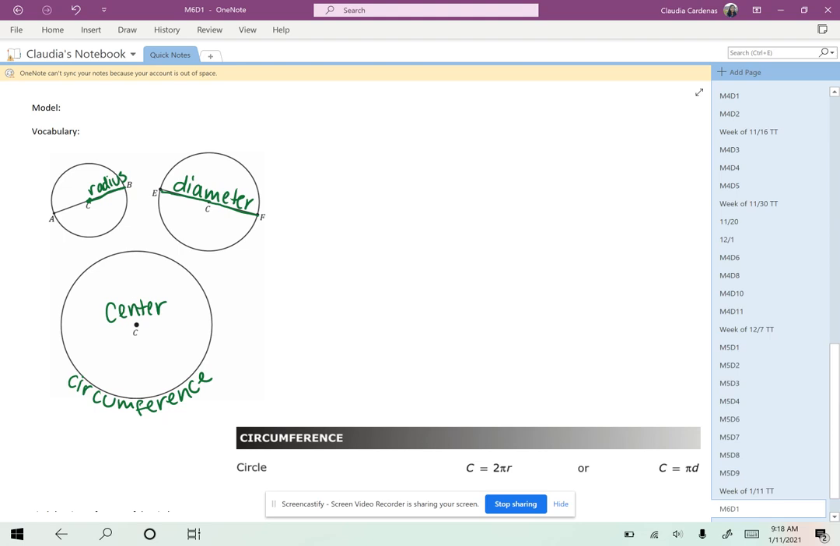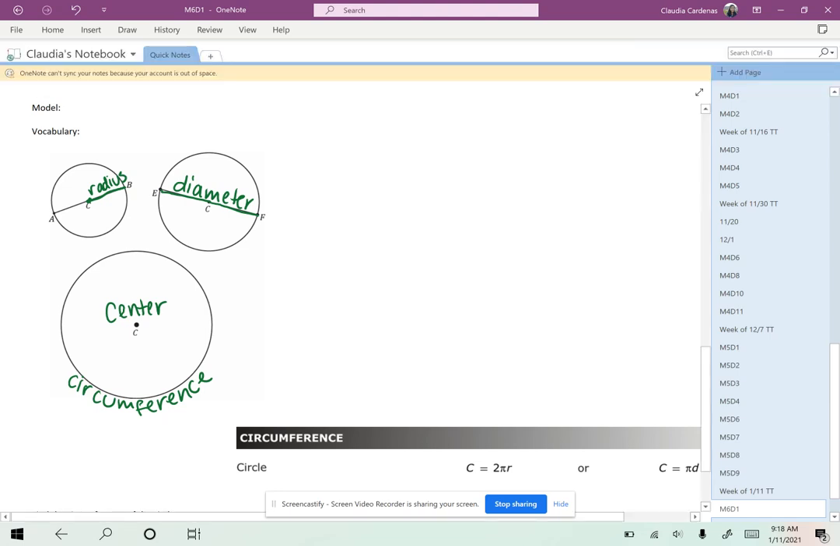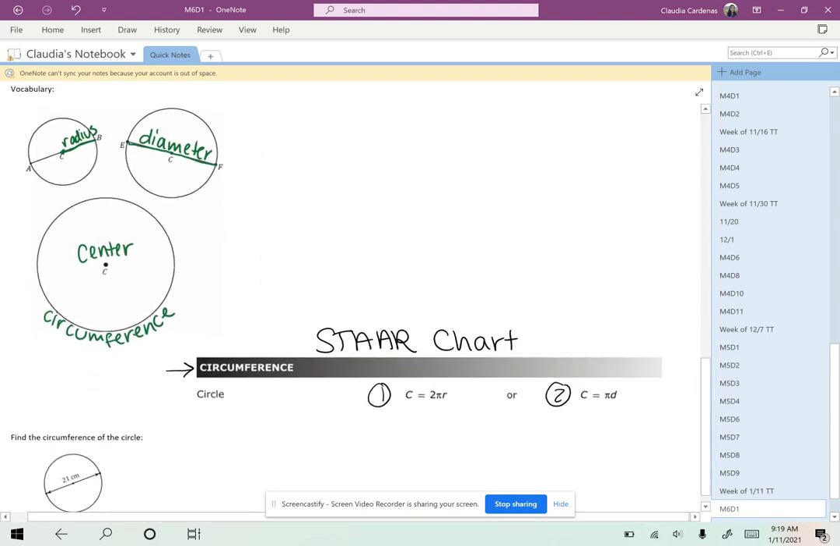So we're going to practice actually finding the circumference of a circle using our equation. If we see our star chart, which I've also posted in our Google Classroom, you will see that under circumference, we have two circumference equations for a circle. So we could use 2 pi r. We could use pi times d. The important part is knowing what we are being given so that we can determine which one would make the most sense.